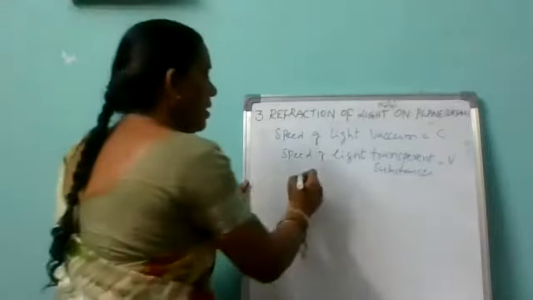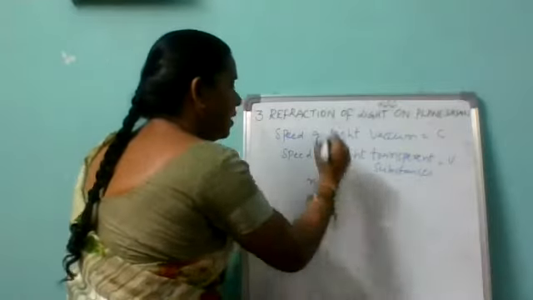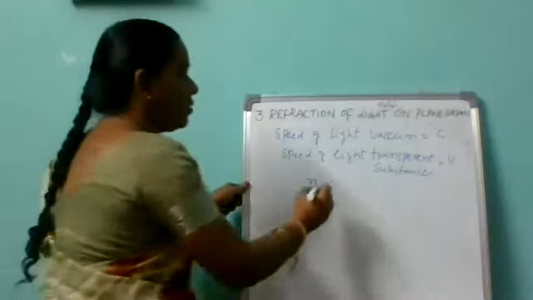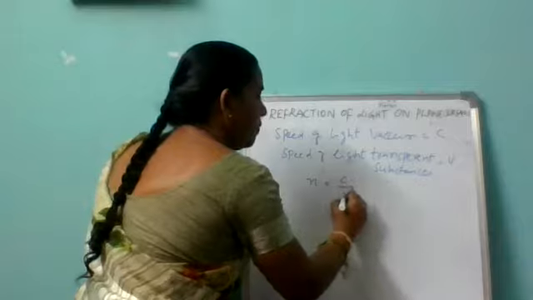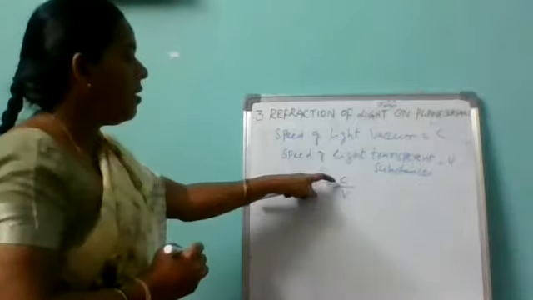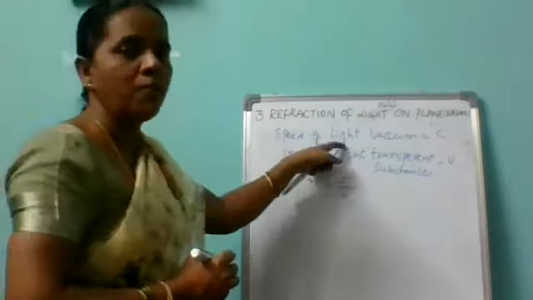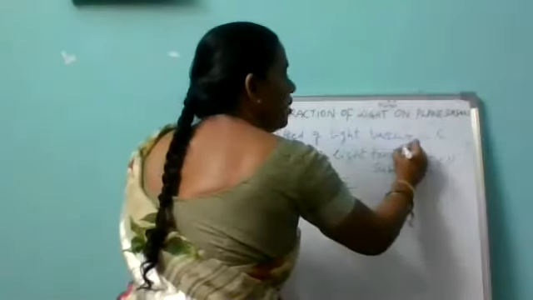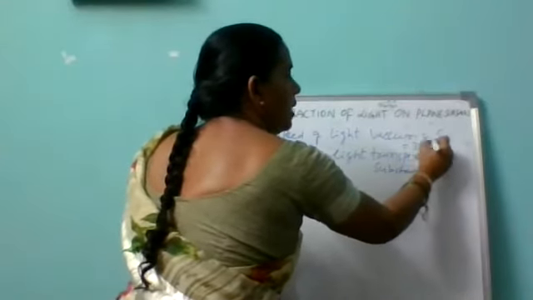What is the letter used for refractive index? N. N is equal to C by V, where C we already know is the speed of light in vacuum, which is a constant value, equal to 3 into 10 power 8 meter per second.